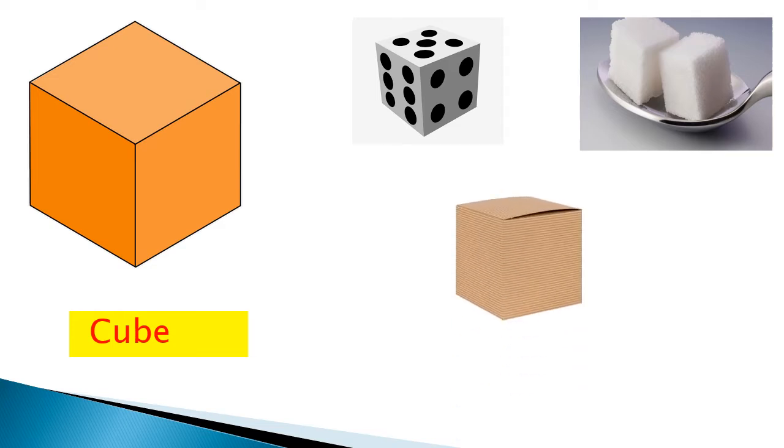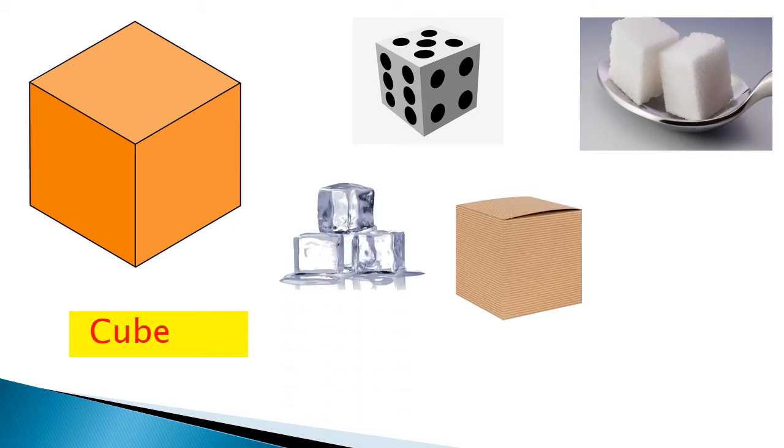And look at this box. This box is also like a cube. What else? Yes, open your fridge and you are going to find cubes of ice. Cubes of ice. And look at this present. This present is like a cube. Cubes around us, okay?